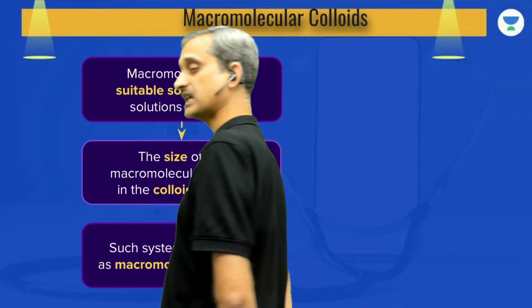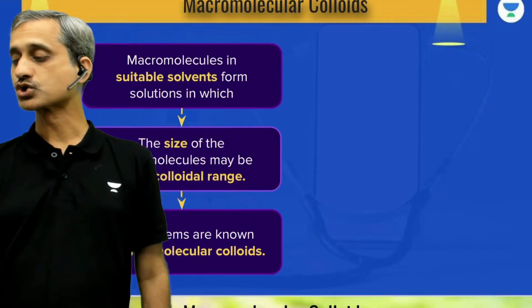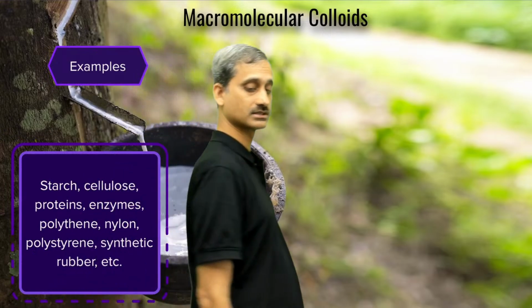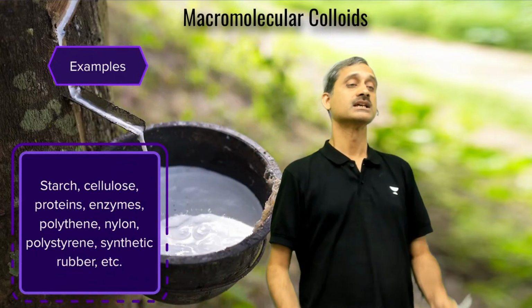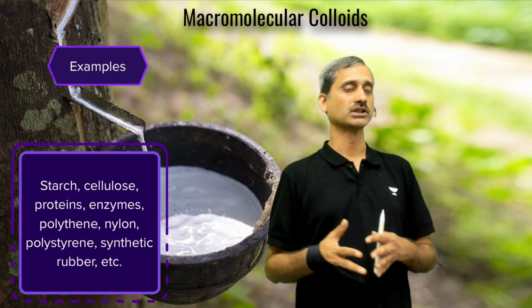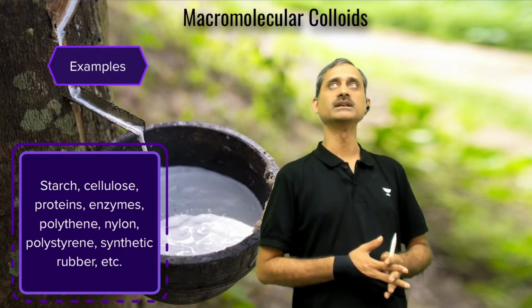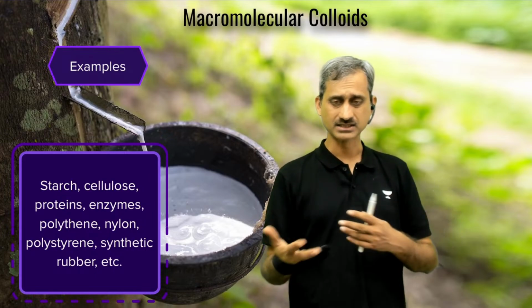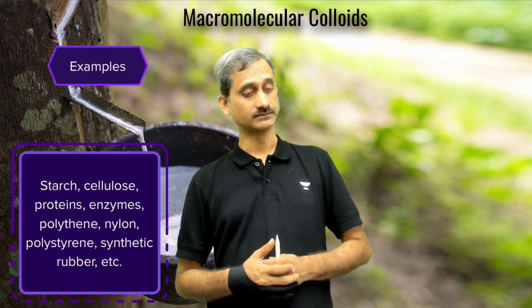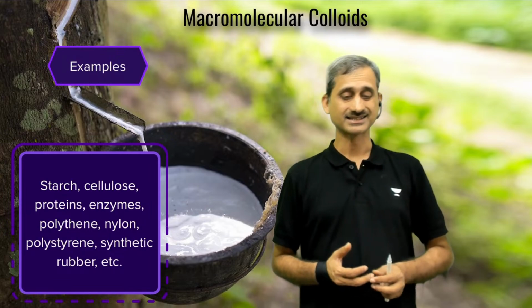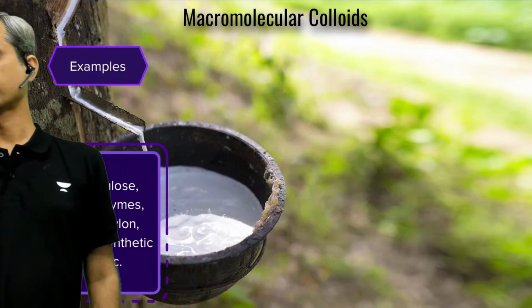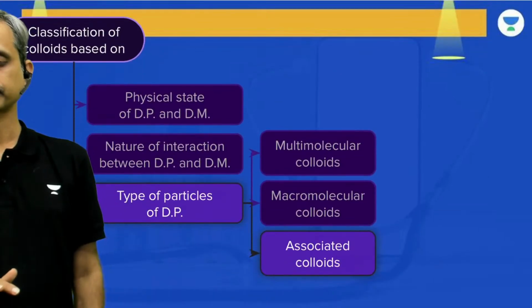Clear? So that's what we have as the macromolecular colloid: starch, cellulose, enzymes. Polythene, when it is suspended in a particular solvent, maybe carbon tetrachloride, or certain substances which are able to dissolve polythene. Nylon, polystyrene, synthetic rubber, when dispersed in a system, they form the colloids.